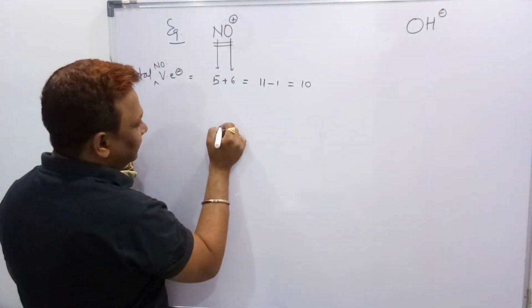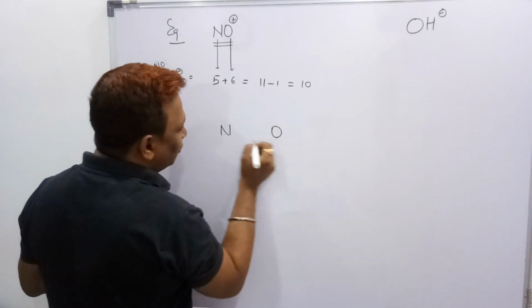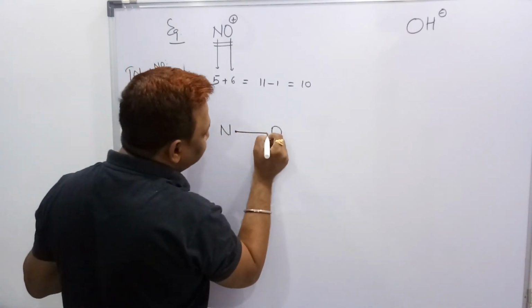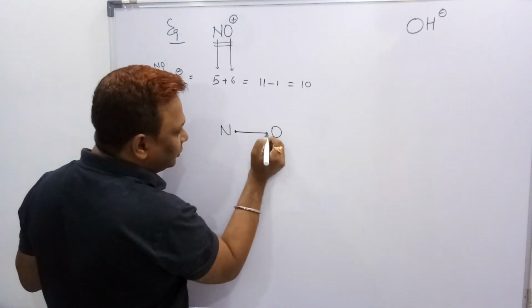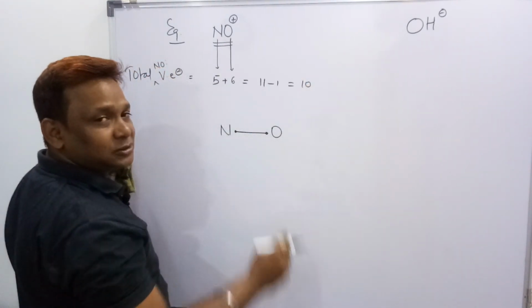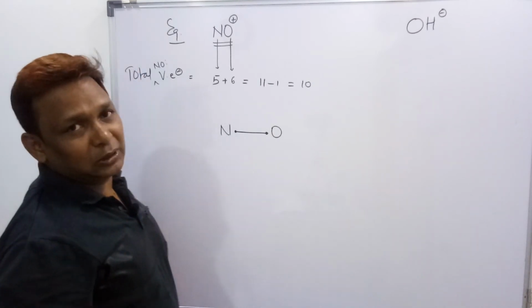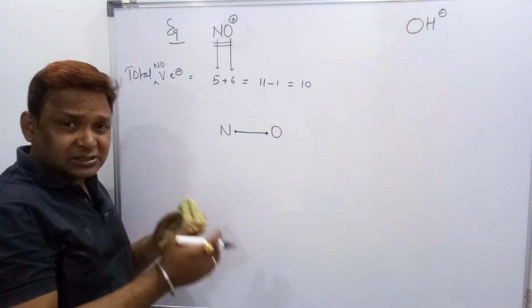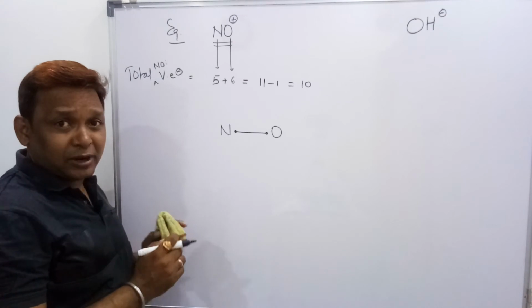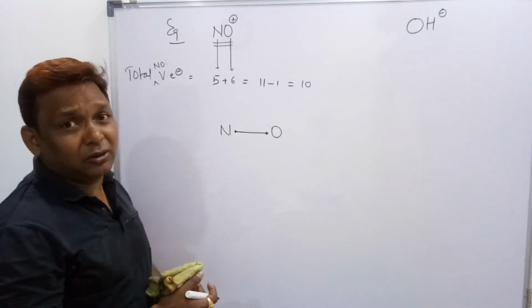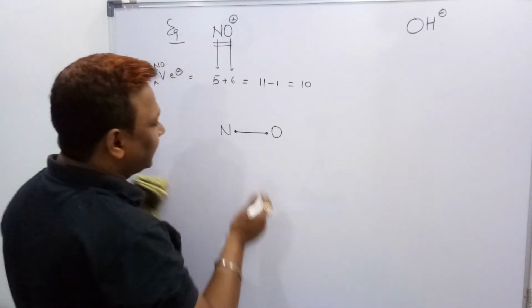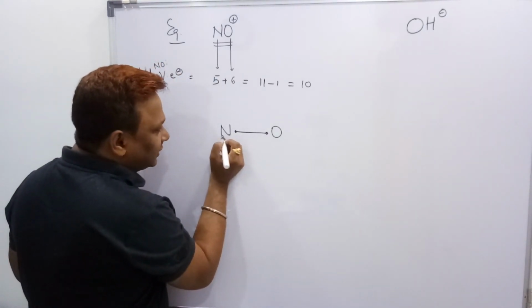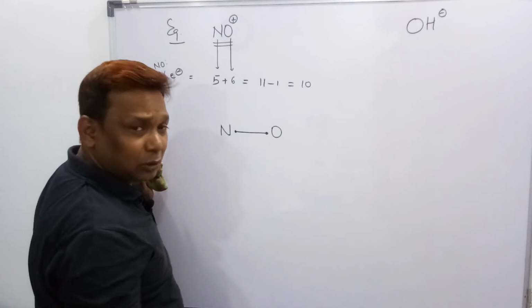Then draw the structure. Let us say N is bonded with O. Now out of 10 we made one bond, and one bond is equal to 2 electrons, so out of 10 we utilized 2 electrons. The remaining is how many? 8 electrons are left, and we have to utilize those 8 electrons to complete the octet of the atom which is more electronegative. And my dear children, everybody knows that among nitrogen and oxygen, oxygen is more electronegative.